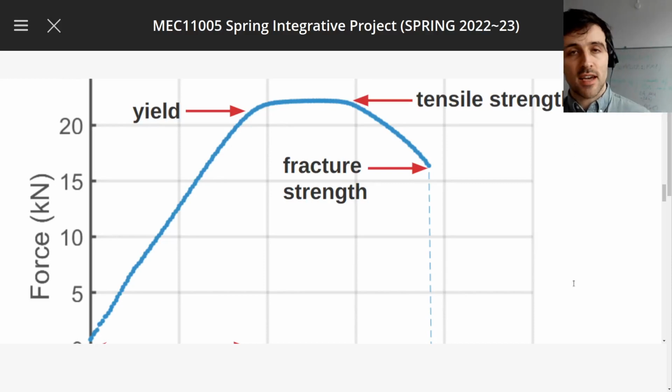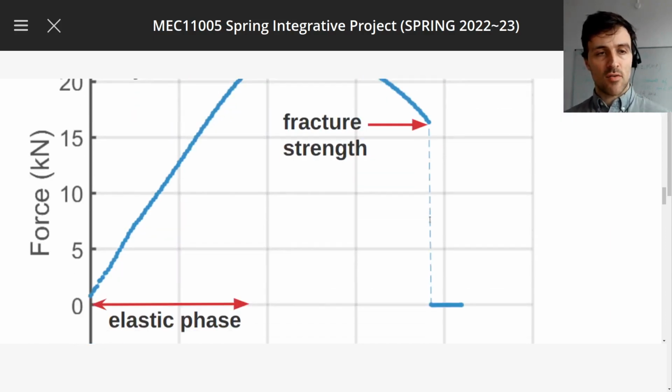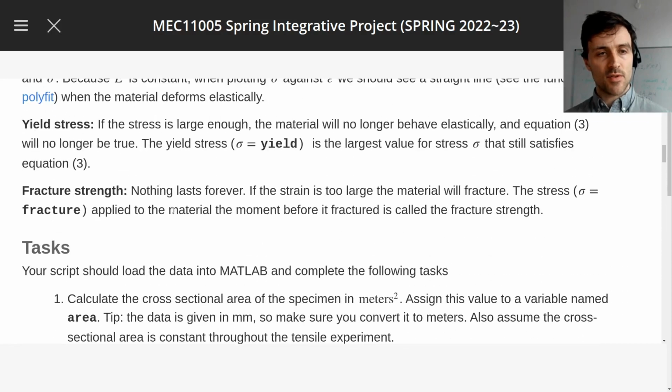Okay, welcome to assignment 3, the last task, which is task 6. Task 6 asks to find the fracture strength. This is the point where the material fractures. So let's read the description. Fracture strength. It's the stress.